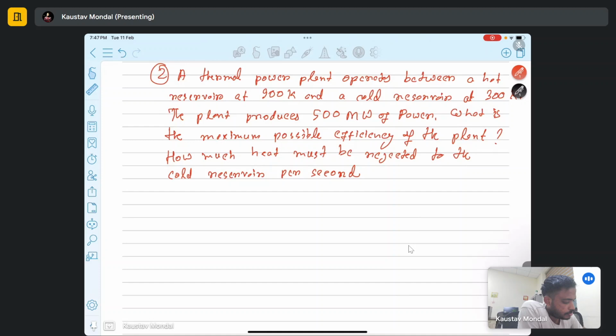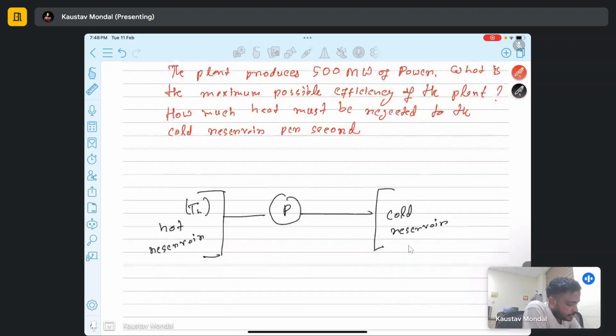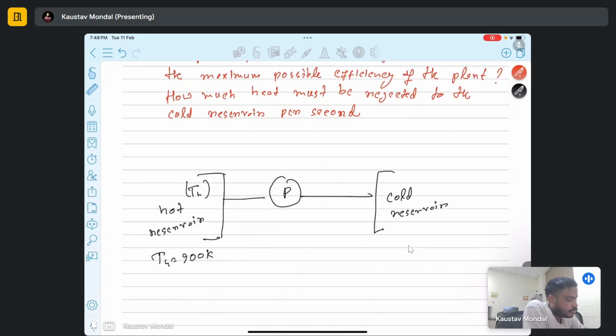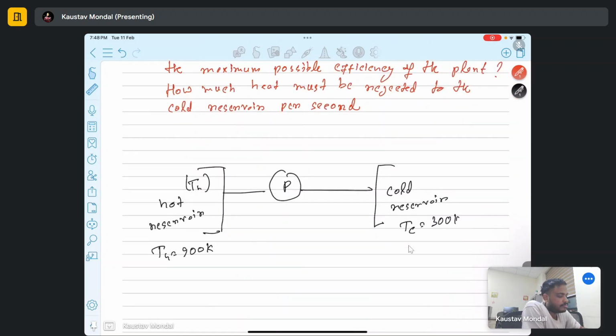So this is a thermal plant, suppose a thermal plant P. It operates between a hot reservoir TH and a cold reservoir, right? The hot reservoir TH is at 900 Kelvin and the cold reservoir TC is at 300 Kelvin. Okay.